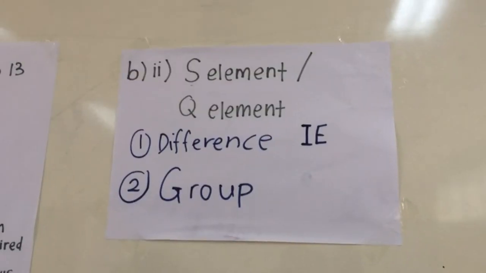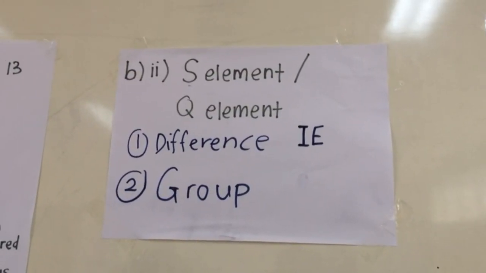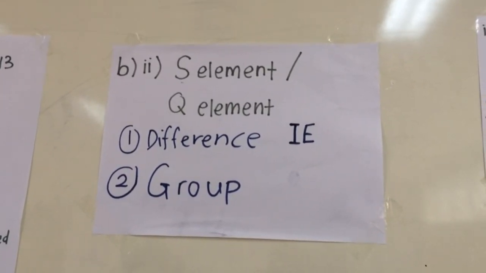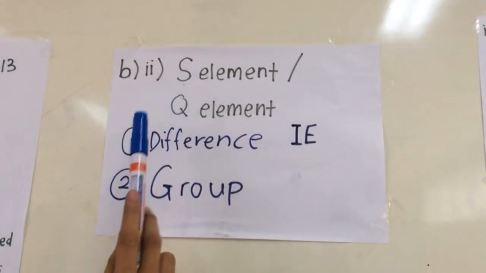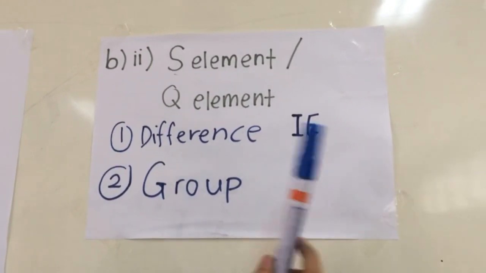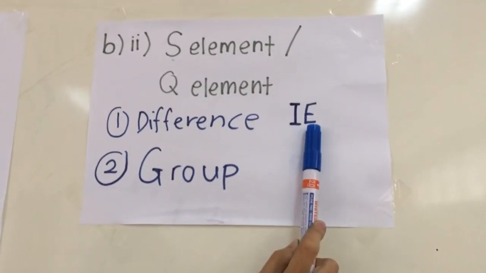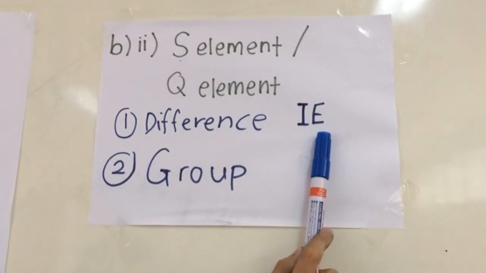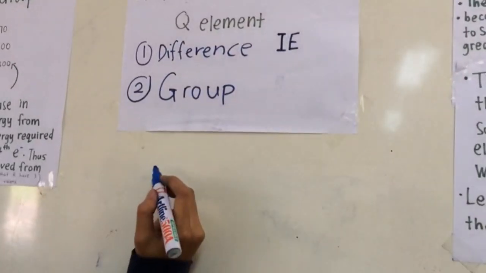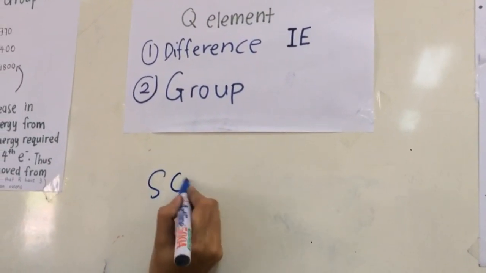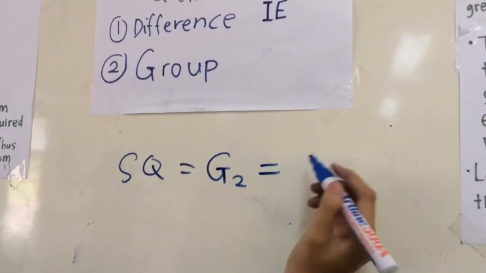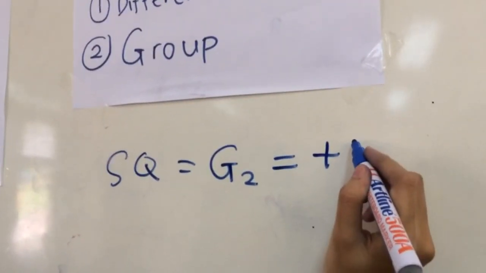From the table, we can find the elements that have the oxidation number +2. So it is element S and element Q. It was based on the difference of their ionization energies, and from the difference of ionization energy, we can find the group of the element. We can determine that S and Q are from group 2, which carries +2 ions.